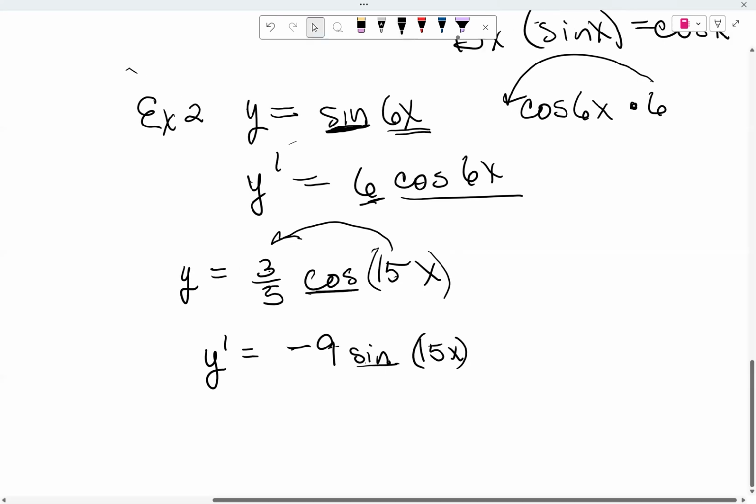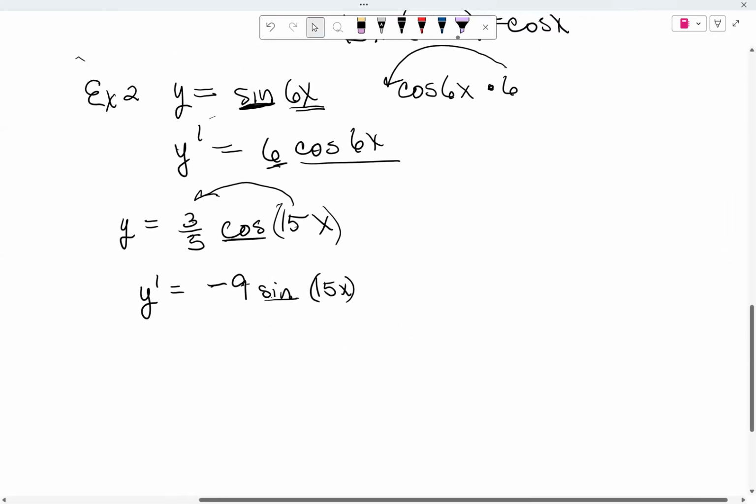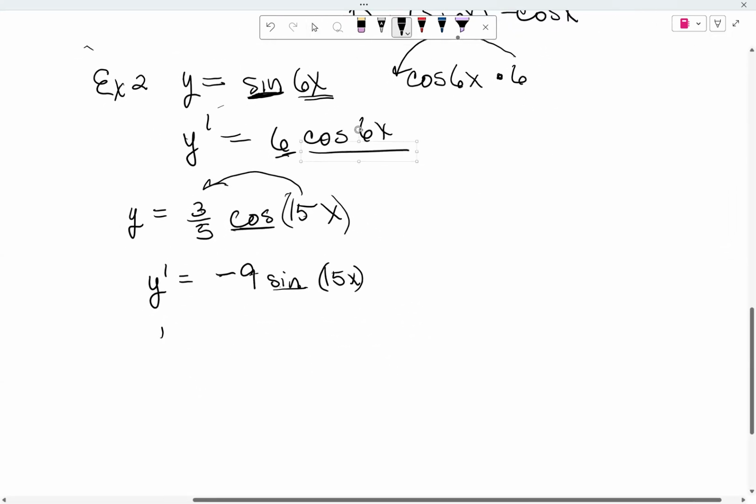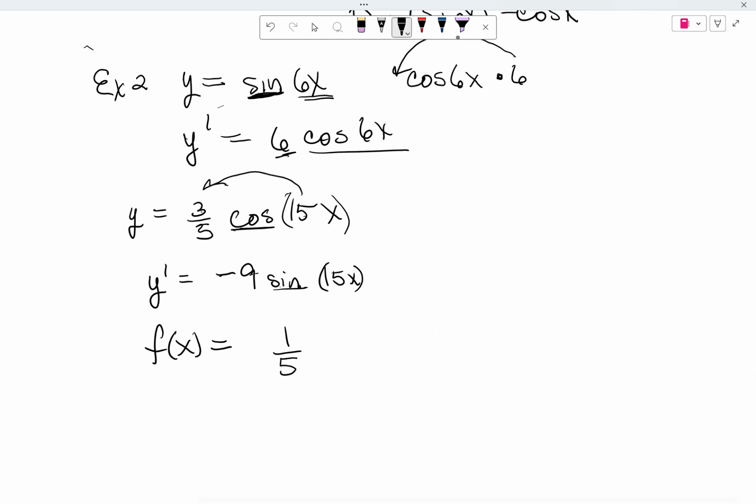Okay, let's try another one. What if I said to you, I have another equation, let's call it f of x, and that equation is 1/5 cosine 15x. Can you find for me its derivative?